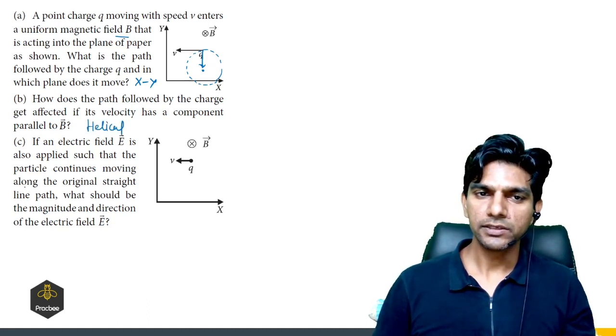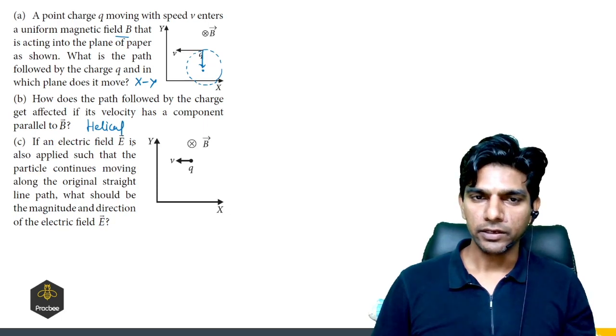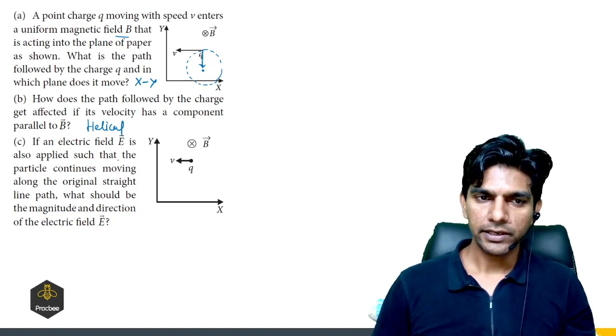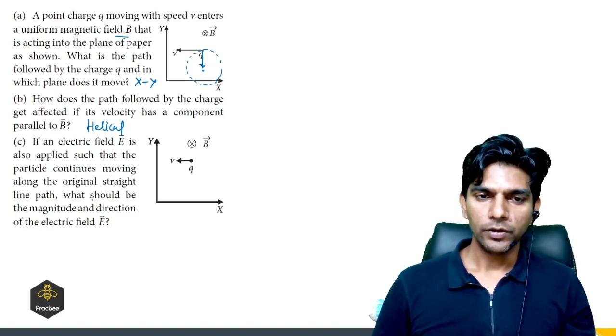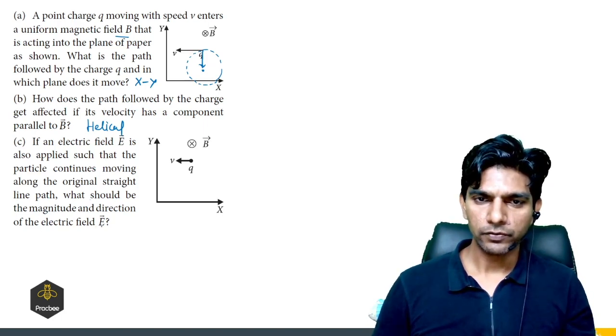We have already discussed this. If an electric field E is also applied such that the particle continues moving along the original straight line path, what should be the magnitude and the direction of the electric field?